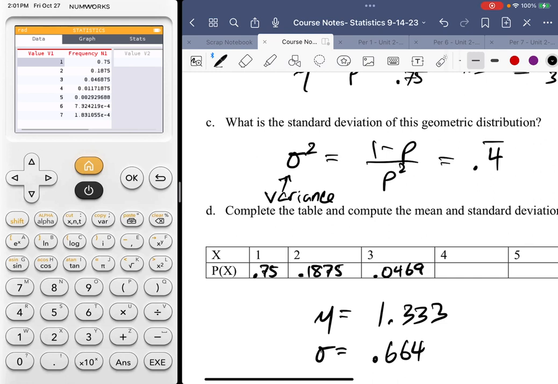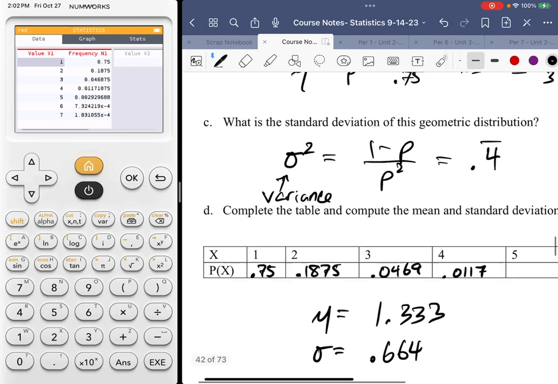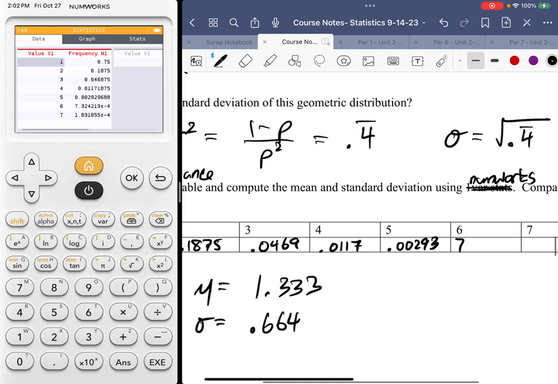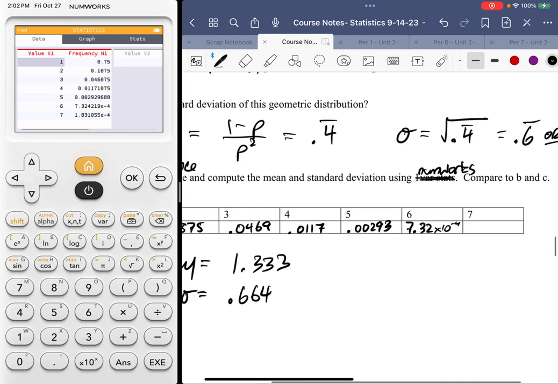Just round to 3 significant figures. 0.0117. 0.00293. And then 7.32 times 10 to the negative 4. 1.831 times 10 to the negative fourth.